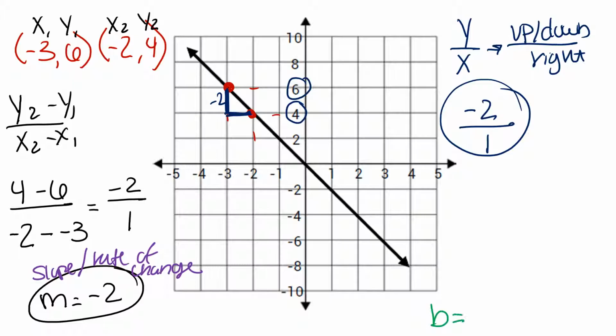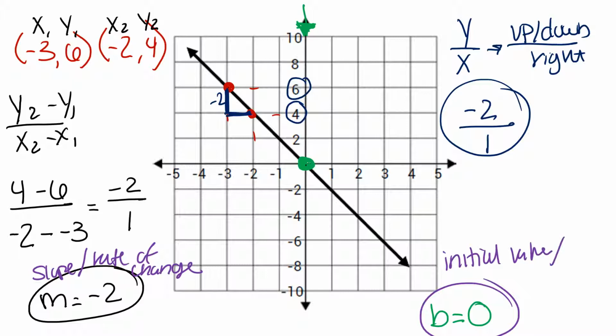To find the b value, we look at where it crosses the y-axis. That's the line that runs through the middle. It crosses here at the exact middle point, which is at 0. Remember, the b value is called the initial value. It's also called the y-intercept.